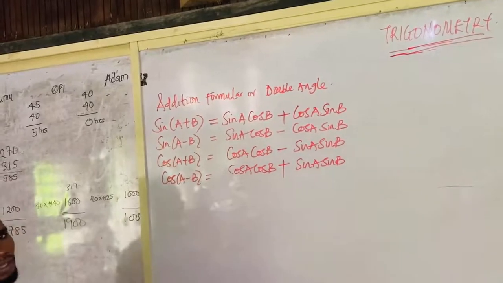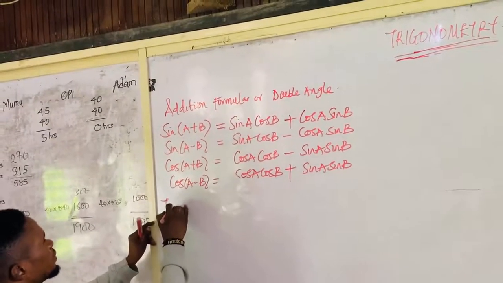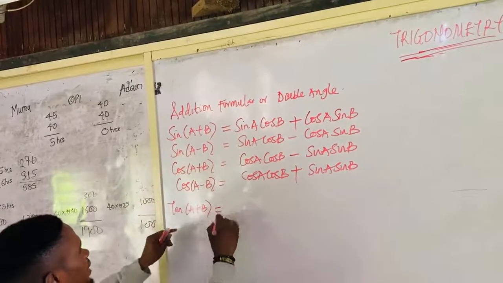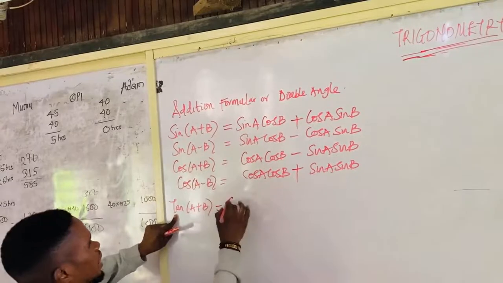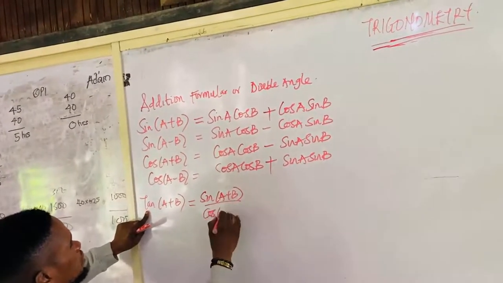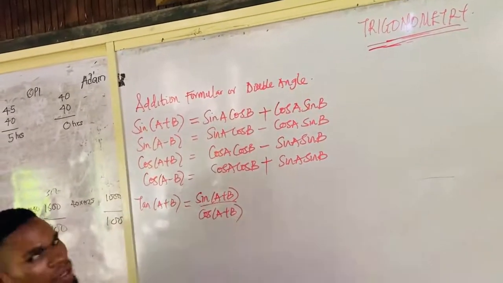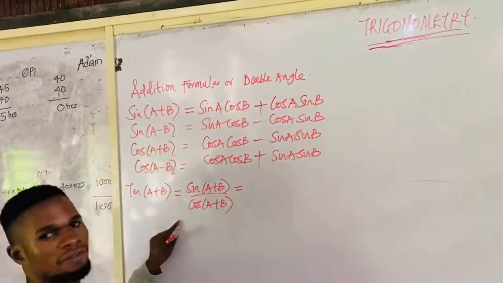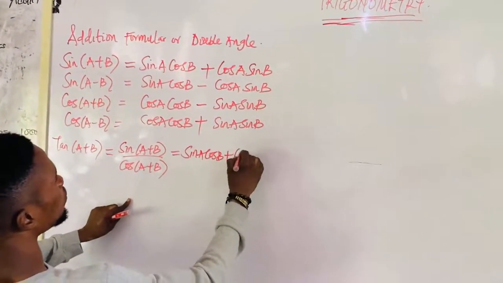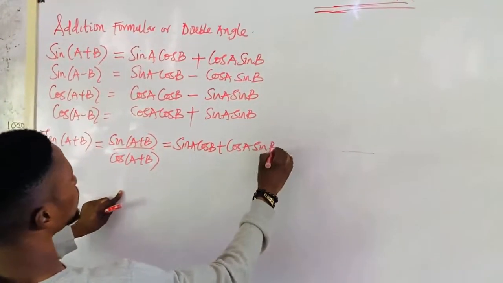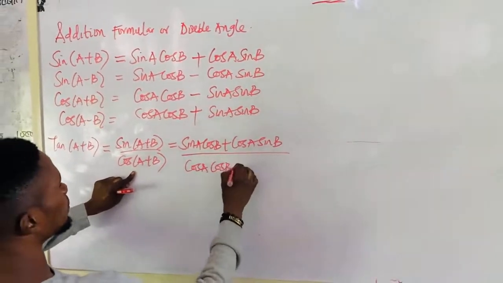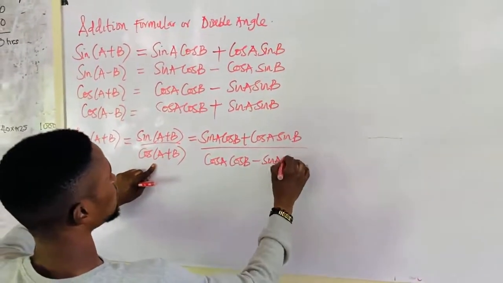Now what if it is tan? Tan A plus B: remember that tan is the same as sine over cos, which is sine A plus B all over cos A plus B. Now expand this. We have sine A cos B plus cos A sine B, over cos A cos B minus sine A sine B.